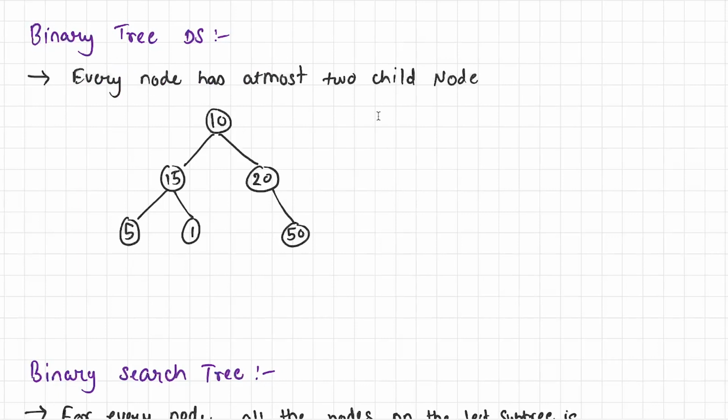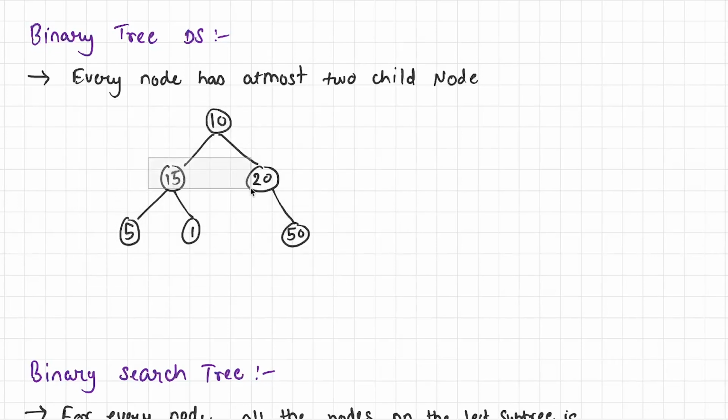So a tree is said to be a binary tree data structure if it follows the properties of binary tree data structure. And what is the property of binary tree data structure? That every node has at most 2 child nodes. So the property says that every node has at most 2 child nodes. So if you look at this structure, every node has at most 2 children.